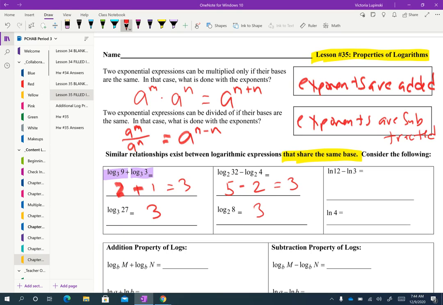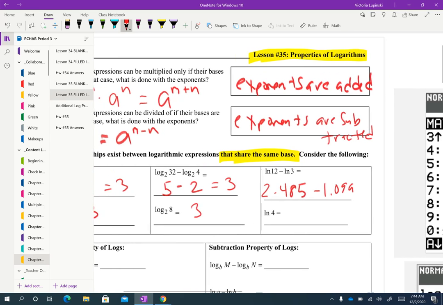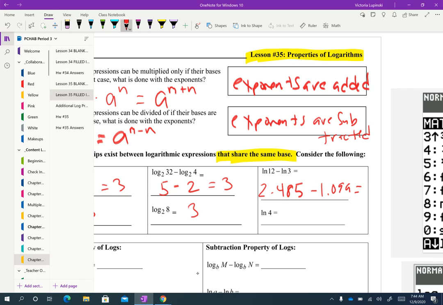Then the ln of 12 minus the ln of 3. When it comes to natural logs, you would actually need to use the calculator. If you have your calculator handy and you were to calculate the ln of 12, you would get 2.485. Remember, round to 3 decimal places. Minus, if you were to calculate the ln of 3, you would get 1.099. Again, calculate to 3 decimal places. And that would be equal to 1.386. If you were to just calculate the ln of 4 on its own, well, look at that, you would also get 1.386.